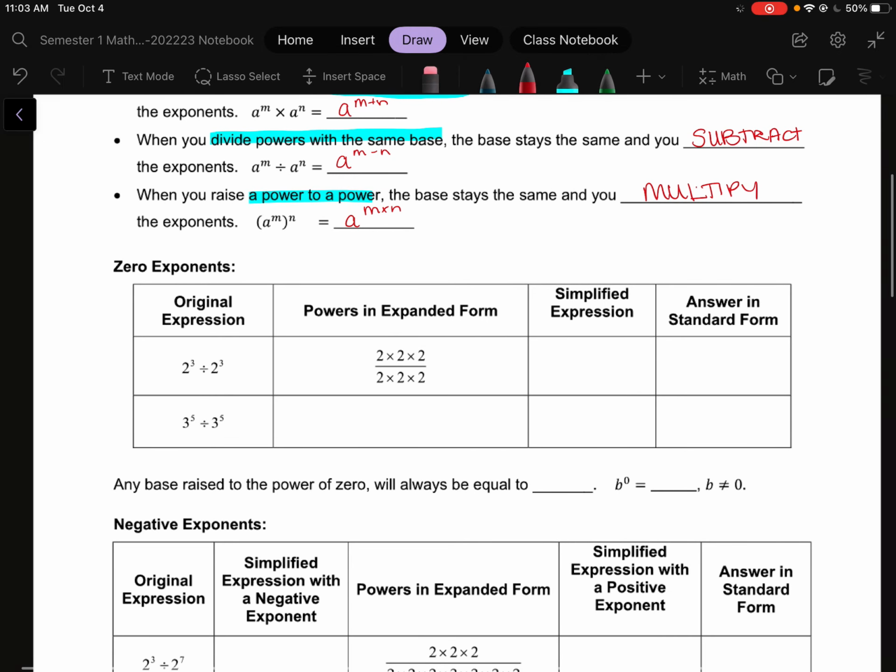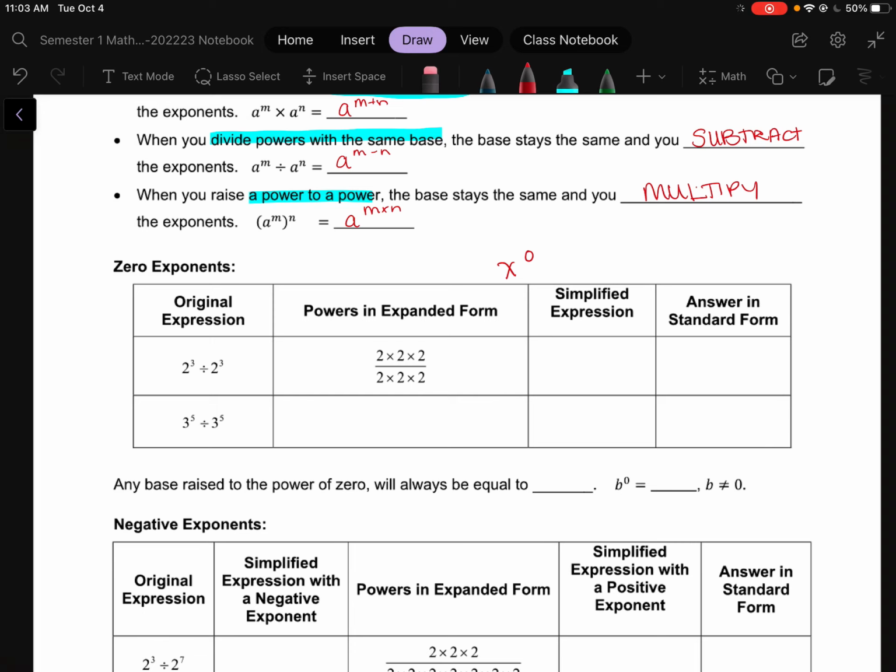Now we're going to look at something called zero exponents. In zero exponents, we have a base and it's a power to 0. That is what that means. So we have an original expression here. Our bases are the exact same. We have 2 to the power of 3 divided by 2 to the power of 3. Our exponents and our bases are the exact same.